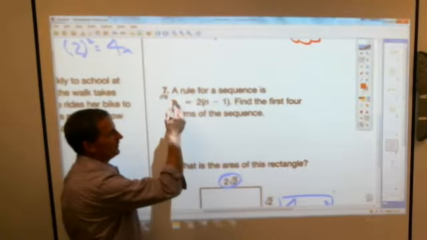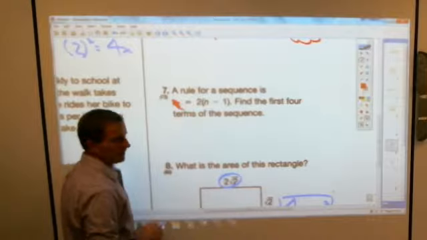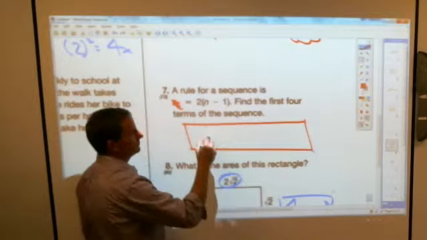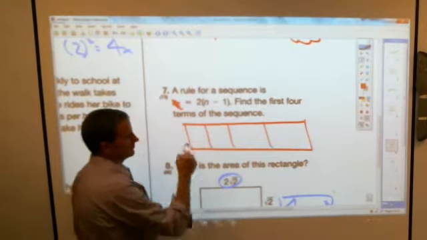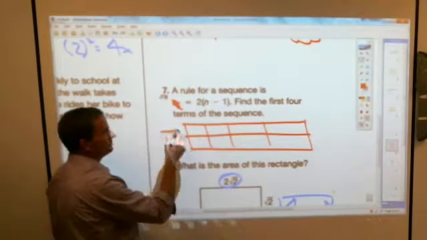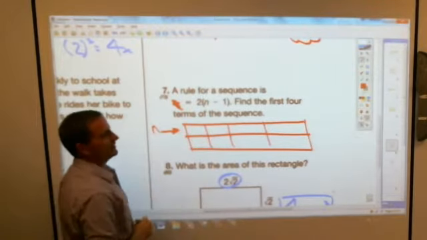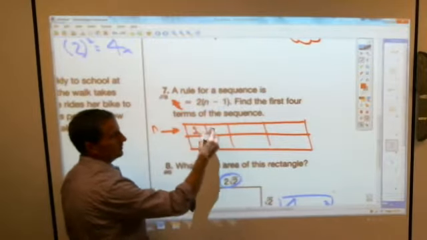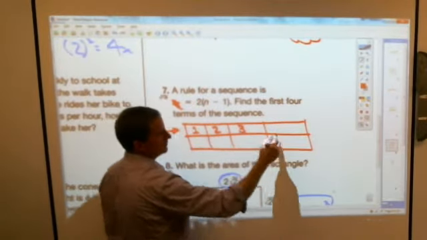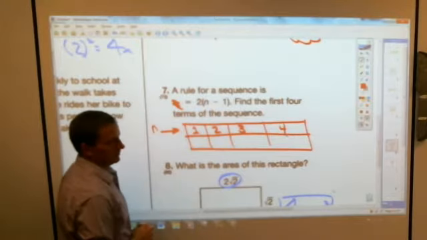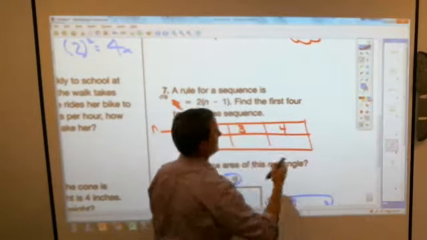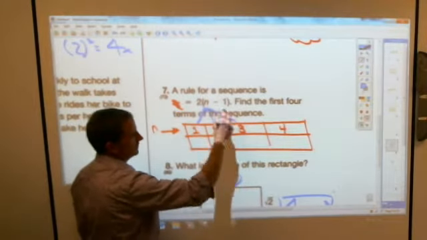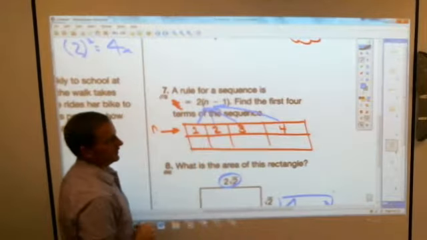First of all, this means nothing. I'd cross that out. Secondly, I would draw myself a table. On top, I would write n. N is the number of the term. So you'd have, they want the first term, they want the second term, they want the third term, and they want the fourth term. You just take that letter n and put it in for the n for each one of these. You're going to have to do it 4 times.